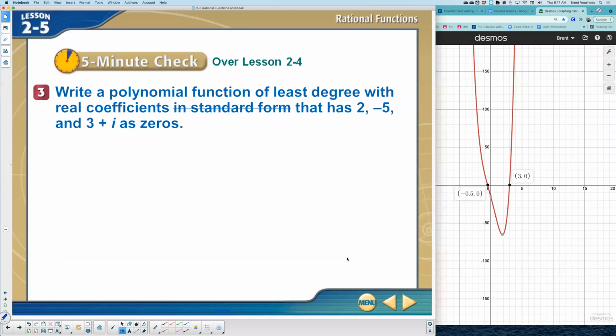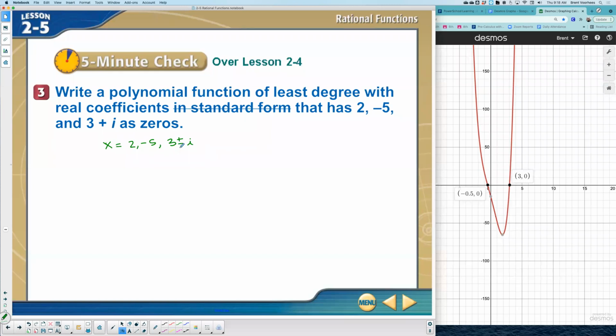And now number 3, it says write a polynomial function of least degree. Least degree means the fewest number of powers possible. With real coefficients, I crossed out in standard form, meaning we can write this in factor form that has 2, -5, and 3 plus i as zeros. So the first thing I want to remind you of: we have the zeros x equals 2, x equals -5, and 3 plus i. The thing about imaginaries, as we learned last class, is that they always come in a pair. It's technically called a conjugate pair. It just means if you have a positive i, you will also have a negative i. So they'll always come as a plus or minus.